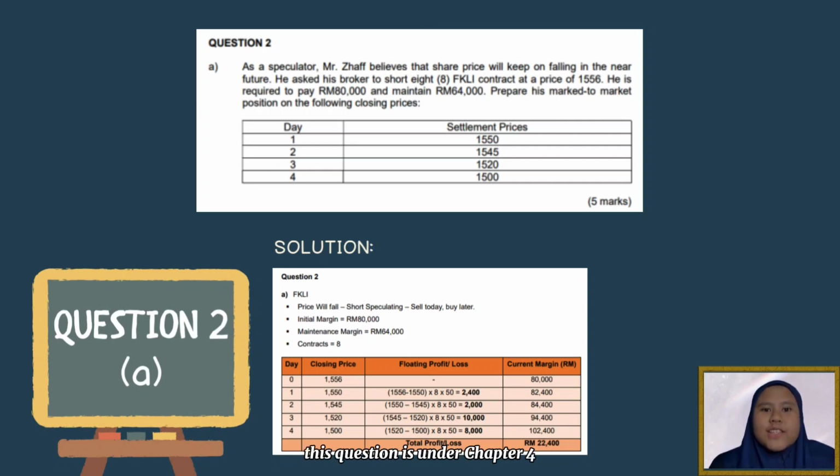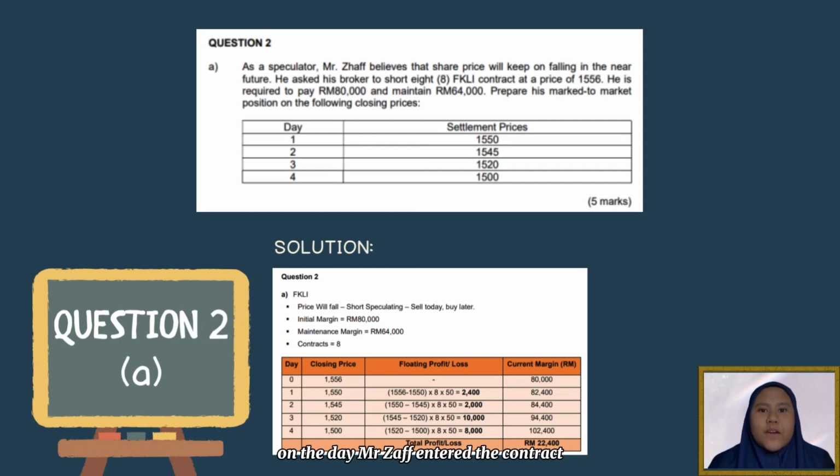This question is under Chapter 4, which is Equity Futures. From here, we can see that the price is expected to fall. This leads us to use short speculating as our strategy, which is sell today. The initial margin required is 80,000 ringgit and the maintenance margin is 64,000 ringgit with 8 number of contracts.